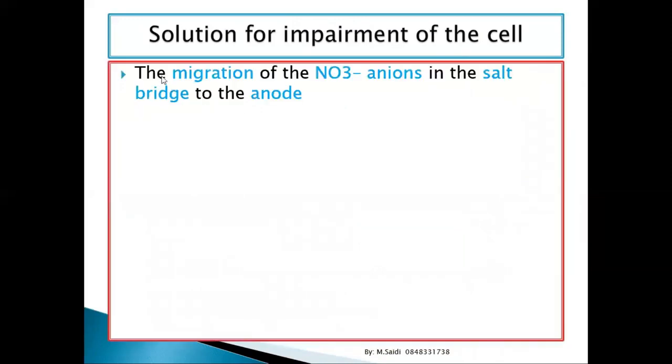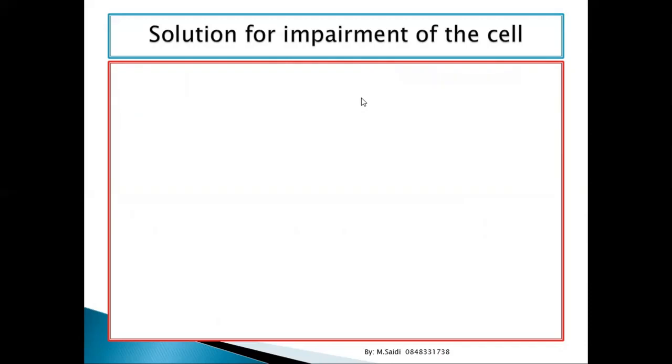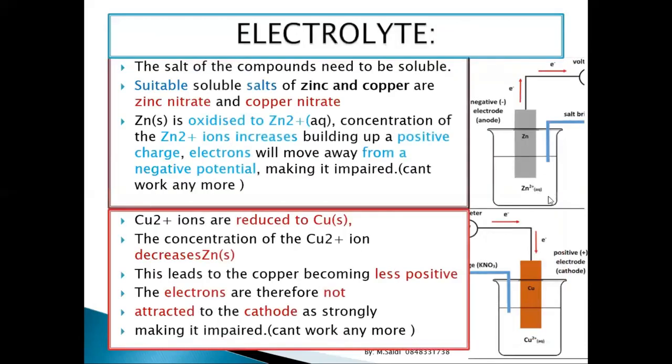Number one, we are saying that the migration of nitrate anions, which are negatively charged particles. Negatively charged particles are called anions, and positively charged particles are called cations. So we are saying that the migration of nitrate anions in this salt bridge goes to the anode. Remember, we say that here, this one forms this, and then it becomes more positive. It reduces the negative part of it. So we need to neutralize this.